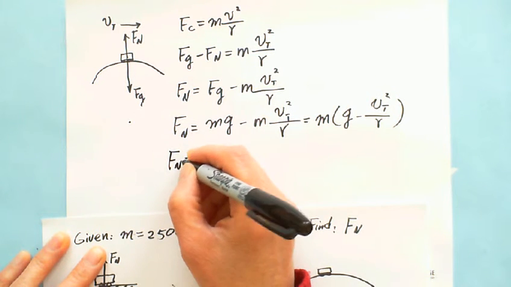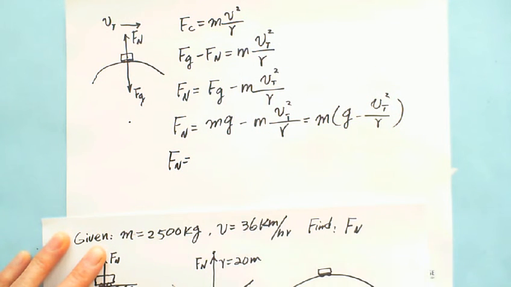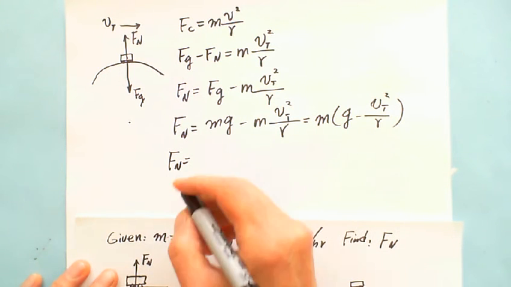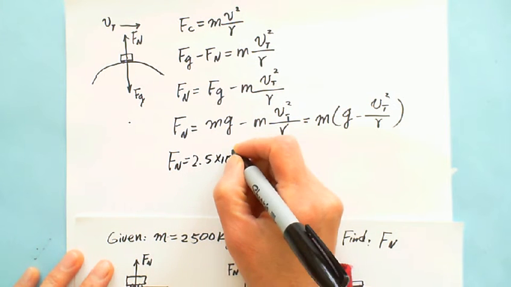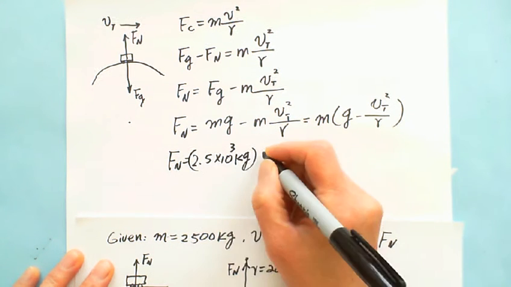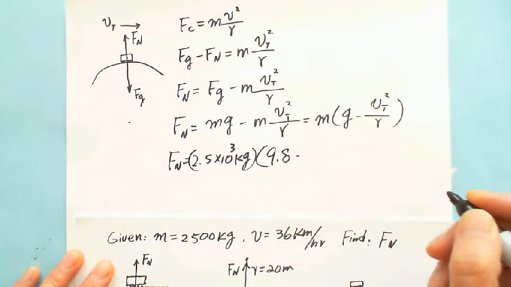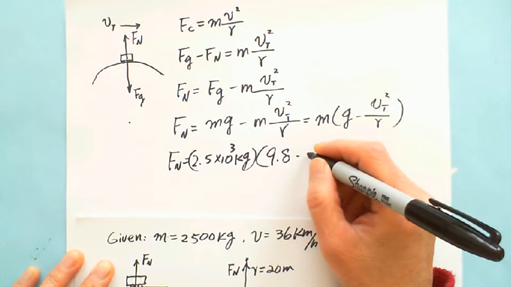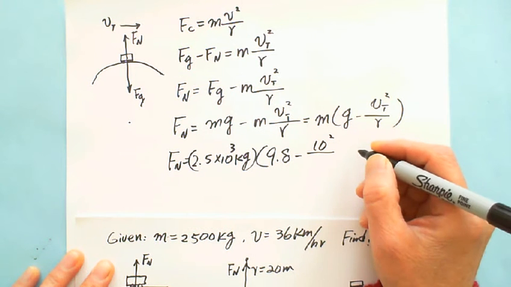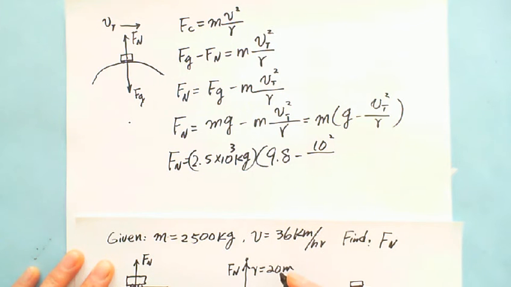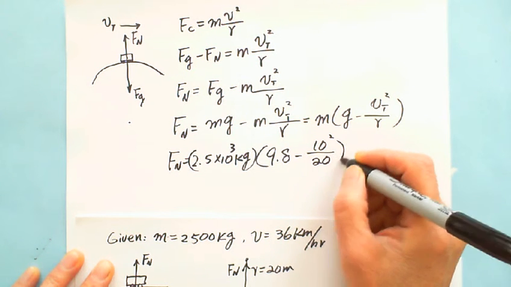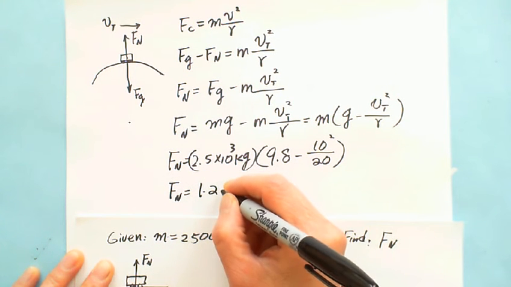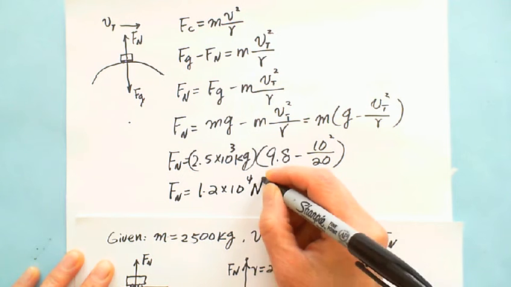So the normal force equals, plugging numbers in, 2.5 times 10 to the 3 kilograms, multiplied by 9.8 minus 10 squared divided by the radius 20. We get a normal force of 1.2 times 10 to the 4 Newtons.